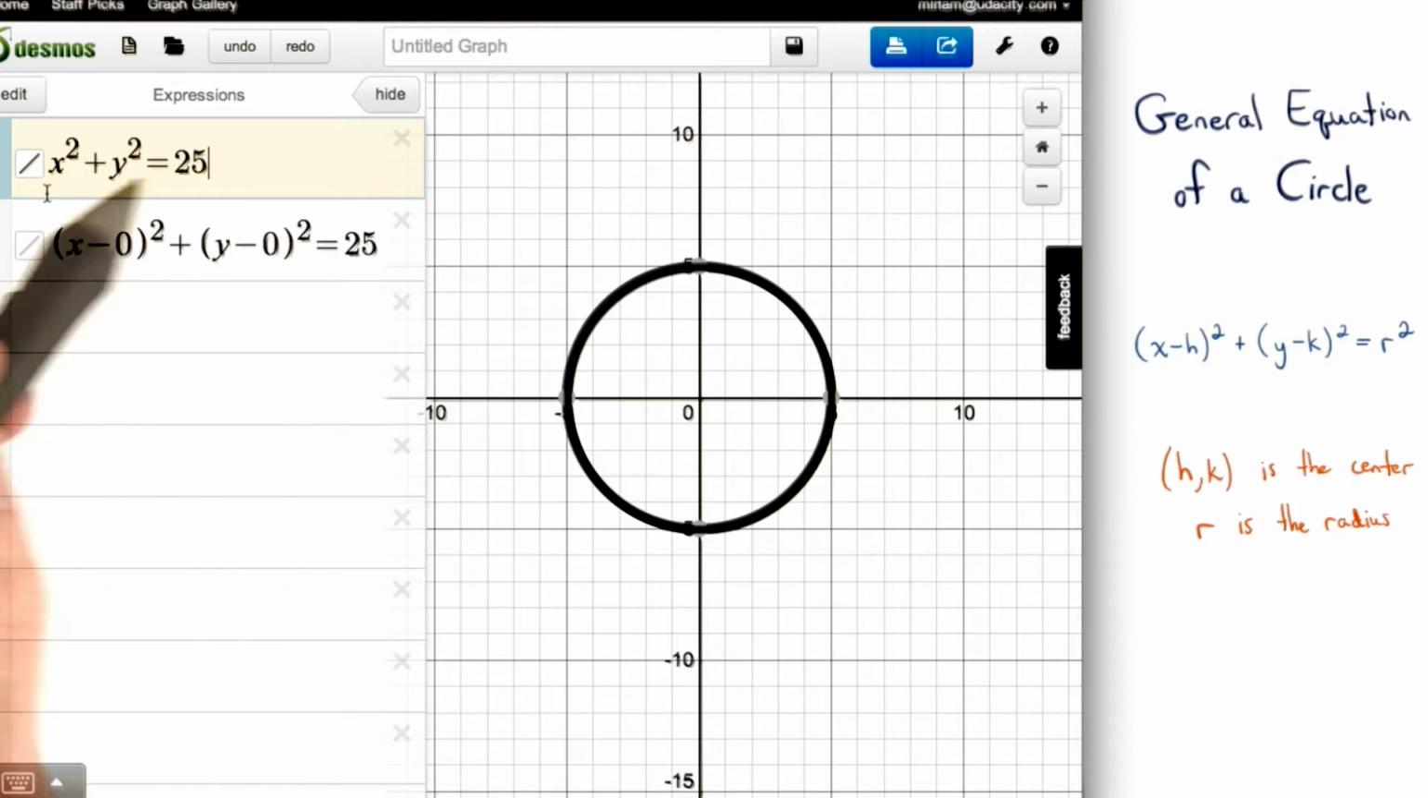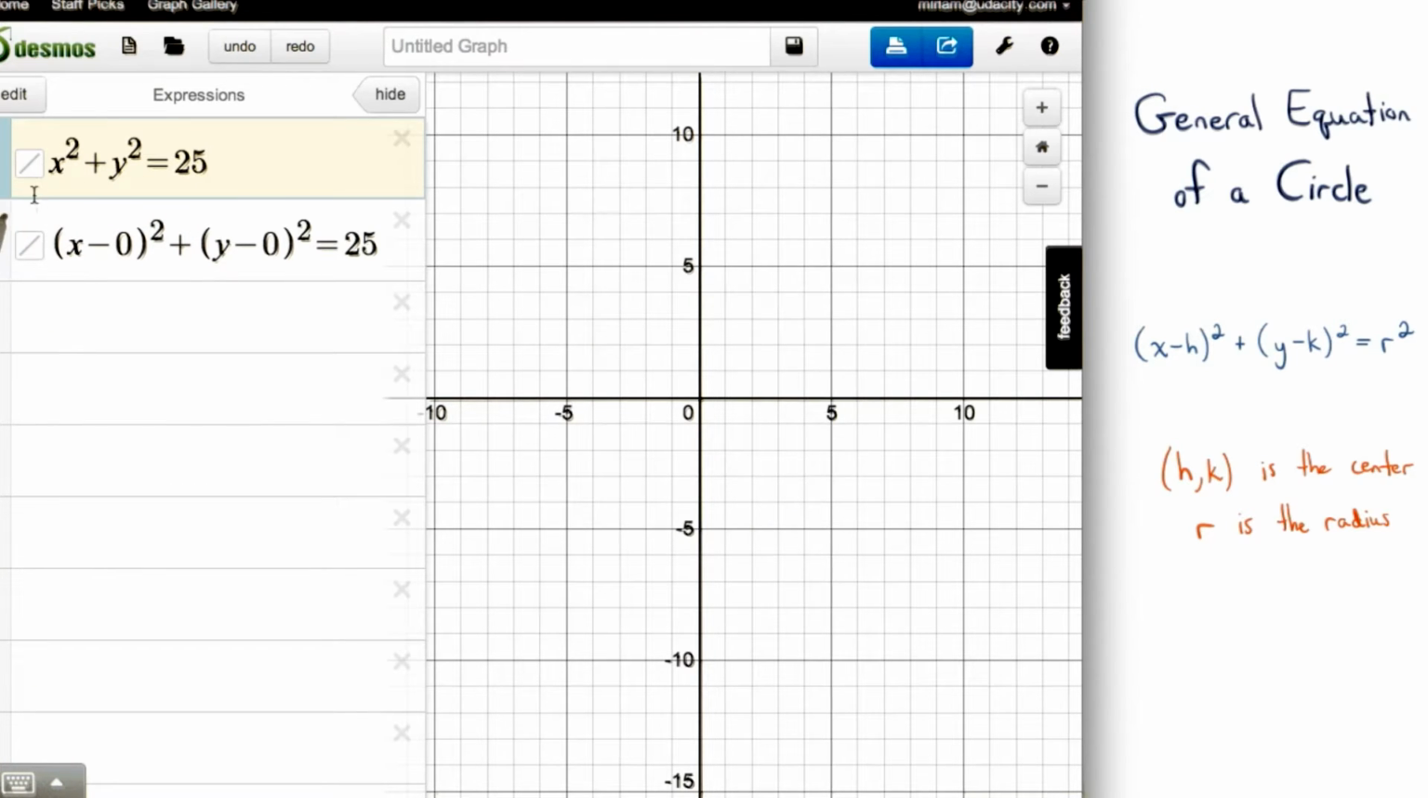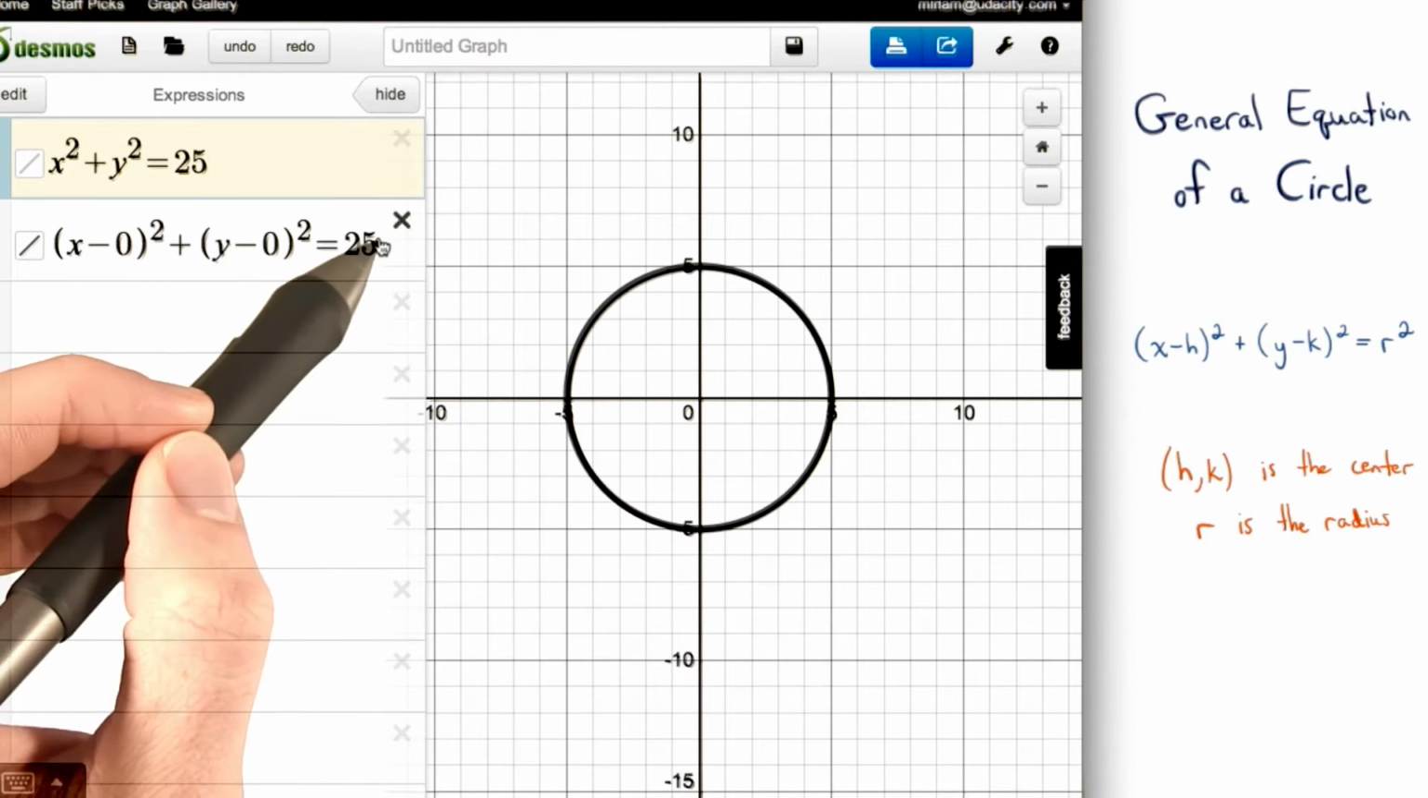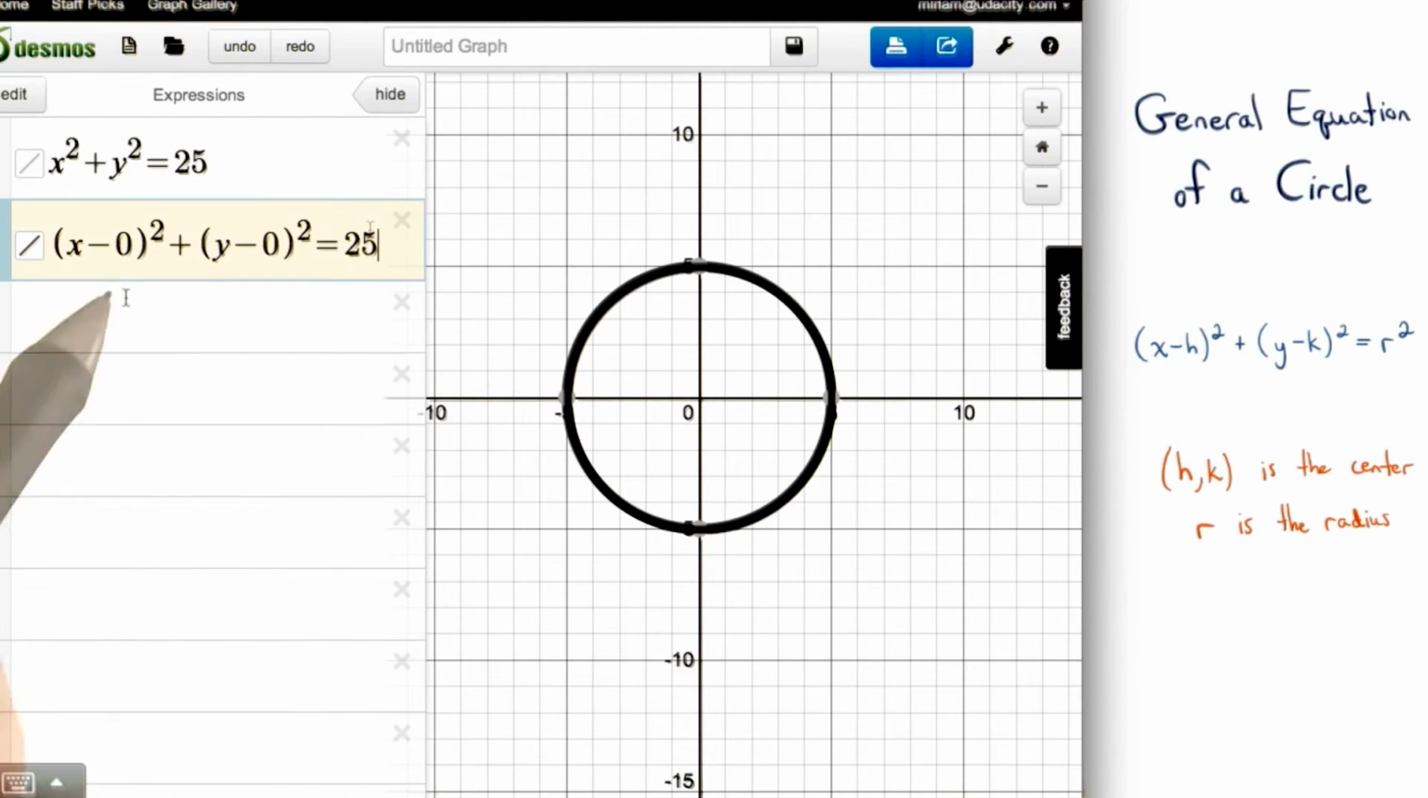I'm going to switch between these graphs. Right now, I only have this one being shown as graphed. When I turn this one off and turn this one on, I notice that I get the same exact graph as before. And that should make sense because if we subtract 0 from anything, it doesn't change the value.